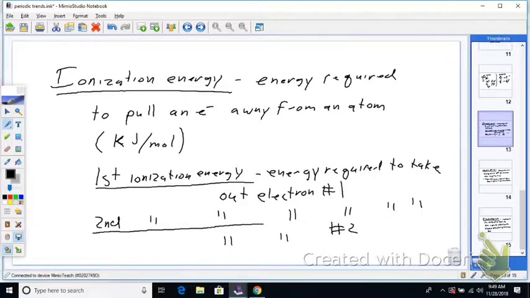So we have this thing called ionization energy. And it's basically the amount of energy you need to put into a particular atom to pull an electron away. We have different levels of ionization energy. The measurement is in kilojoules per mole. So basically it says if you got a mole of atoms, to pull out a mole of electrons, you have a certain amount of kilojoules. We know joules and kilojoules is energy. So the first ionization energy is the energy needed to take out the first electron.